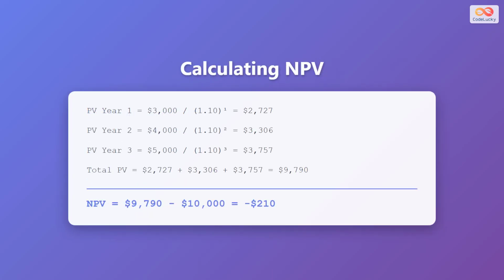Here's how to calculate NPV step by step. The present value of year 1 is $3,000 divided by 1.10, which equals $2,727. Year 2 is $4,000 divided by 1.10 squared, equaling $3,306. Year 3 is $5,000 divided by 1.10 cubed, equaling $3,757. Adding these together gives a total present value of $9,790. Subtracting the initial investment of $10,000 gives an NPV of negative $210.